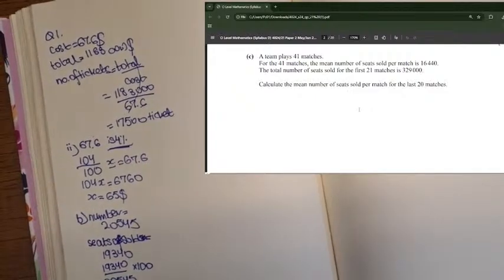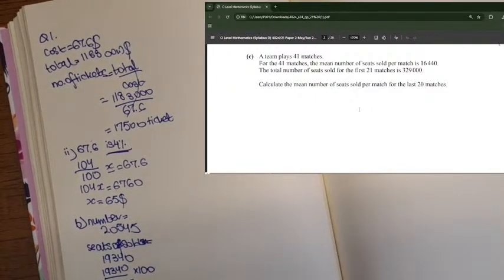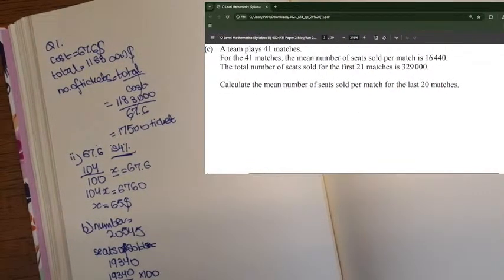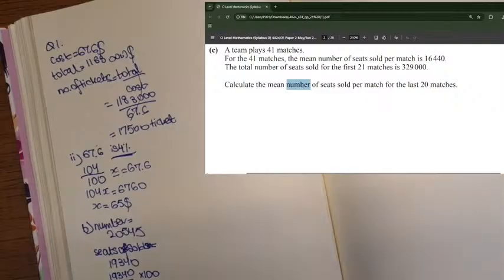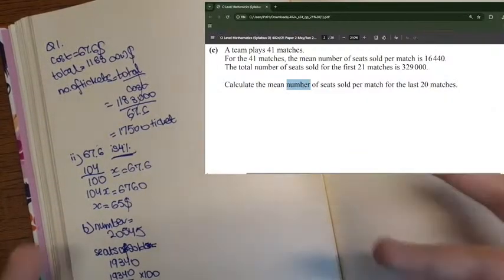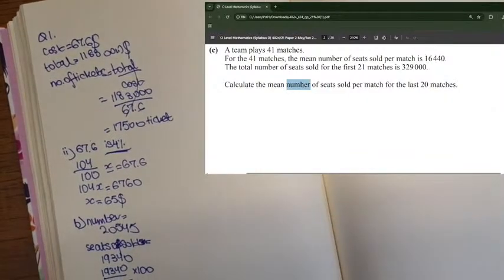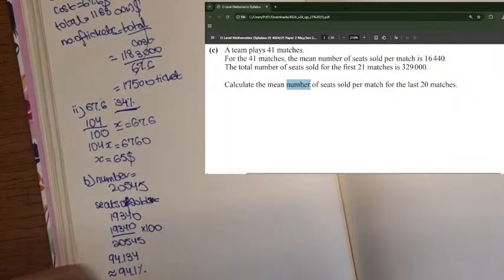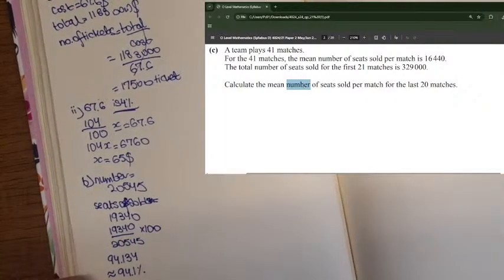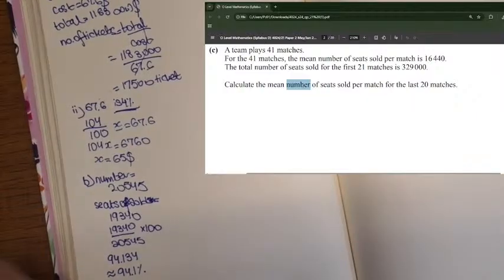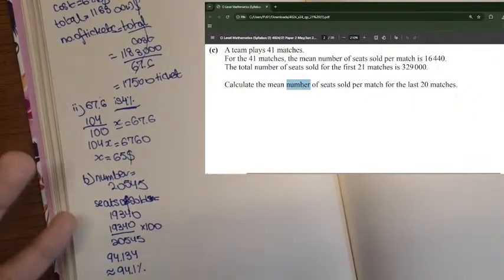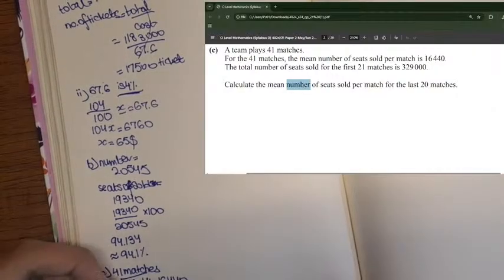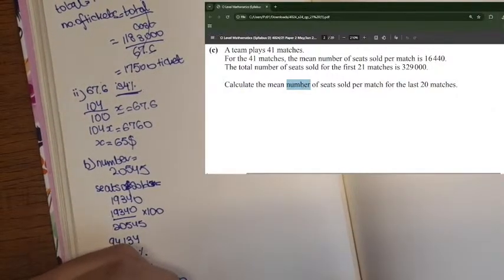So what they want us to do is calculate the mean number of seats sold per match for the last 20 matches. They're asking us for the mean over here. But we don't know the mean if we don't know the total number of seats in the last 20 matches. So how can we do that? Well, the mean of anything is basically the total over how many cases we went over, so the sum of all of them upon the number of cases. So if we're talking about matches and the mean number of seats per match, the mean number of seats is 16,440.